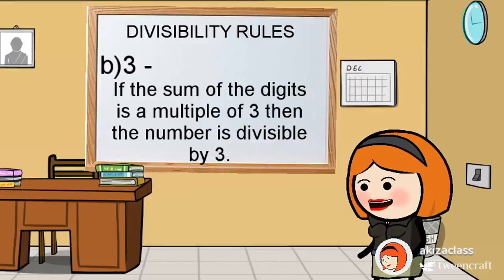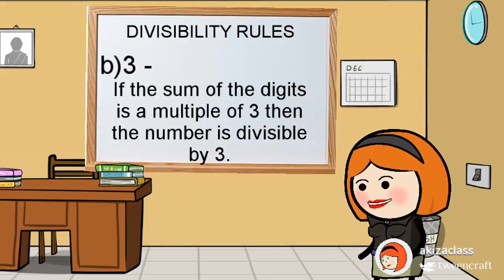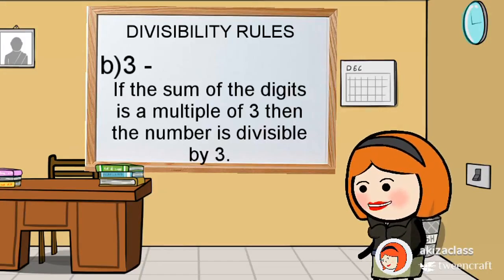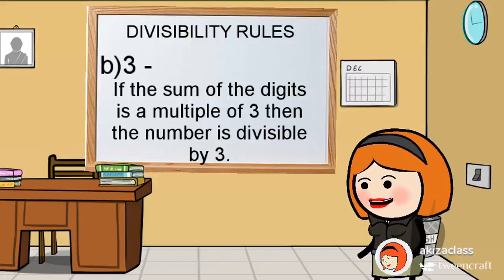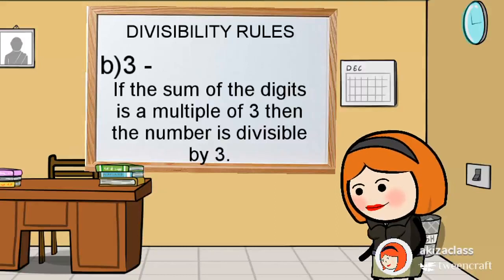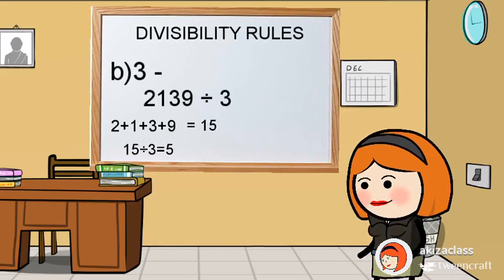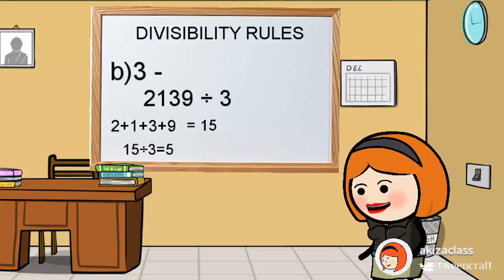Next rule of 3. If the sum of the digits is a multiple of 3, then the number is divisible by 3. We can say if a number is given and we have to check the divisibility of 3, we will add all the digits of the given number, and if the sum is divisible by 3, then the whole number is divisible by 3.